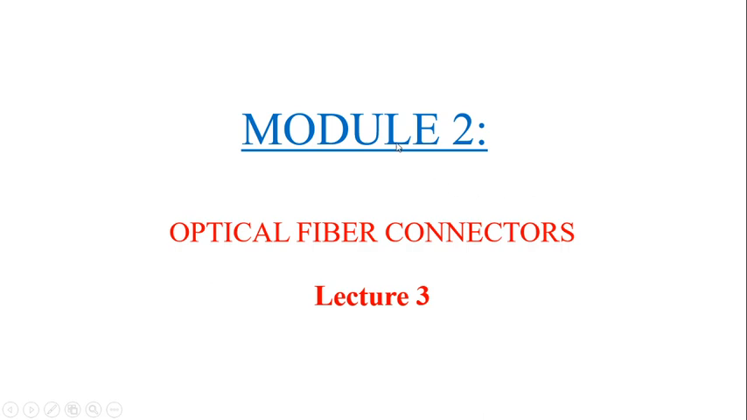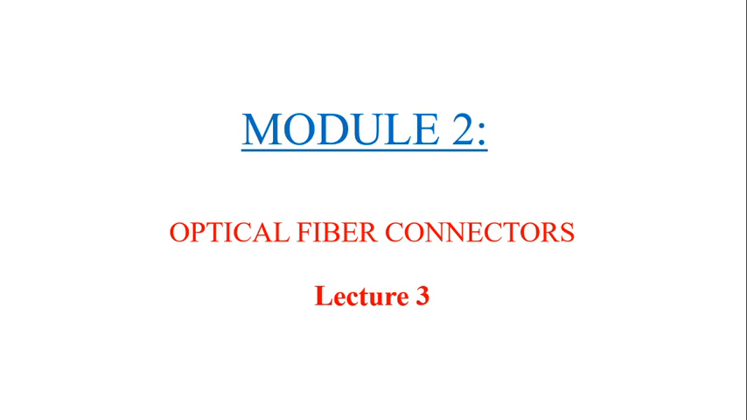In fusion splicing, with the help of electrodes and an electrical arc, the permanent connection is made. We discussed this with the help of block diagrams. The drawback of fusion splicing is that if you provide excess heat, the fiber will get very weak.